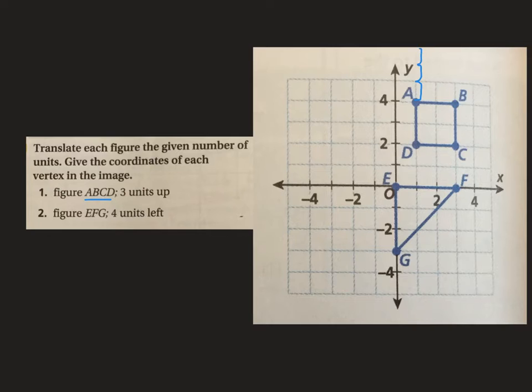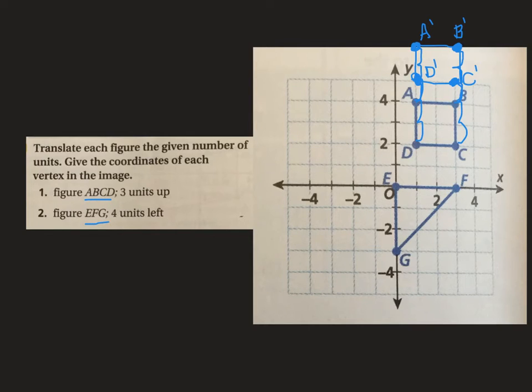1, 2, 3. We're going to put, remember, it's A prime. 1, 2, 3. This point is B prime. C up 1, 2, 3. This is C prime. And 1, 2, 3 is where D prime is. Connect my points, my vertices, and there is figure ABCD up 3 units.